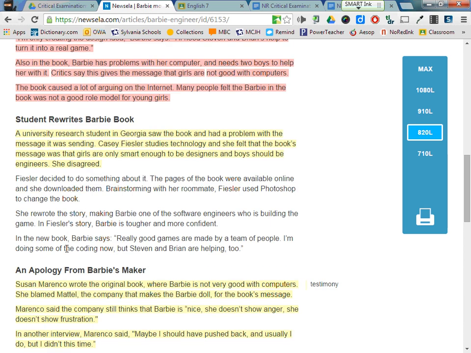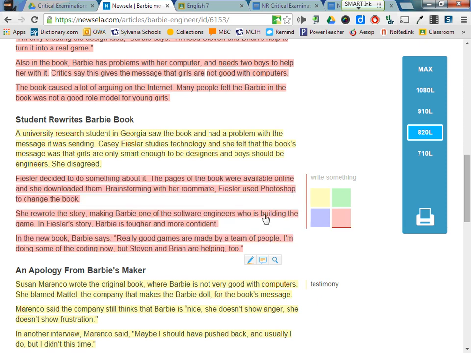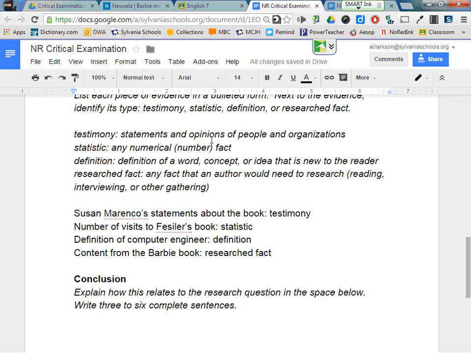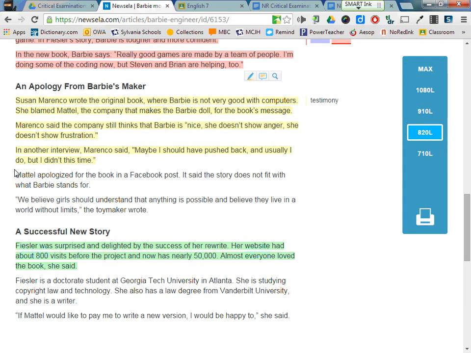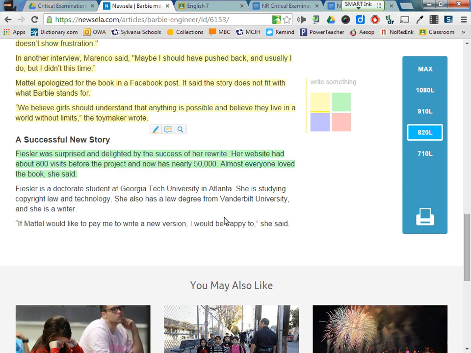And then she did something about it. She wrote a new book. This is a fact. And the researcher, the author, had to research that. So I'll highlight that in pink. Mattel apologized for the book in a Facebook post. This is Mattel speaking about the book. And if you recall, testimony could also be the statement or opinion of an organization, like a company. So I will highlight that in yellow as another testimony.